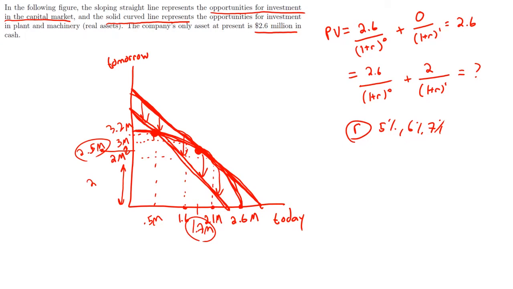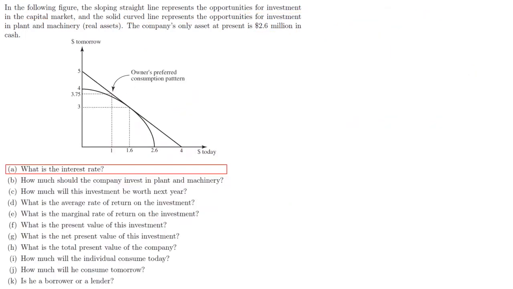So yes, we could do that, but we're assuming we're rational, we make smart decisions. Why would you want to be on this curve when you could be on this higher curve right there? So that's what this curve is really telling us. Now let's go to the next slide and start answering some of these questions.